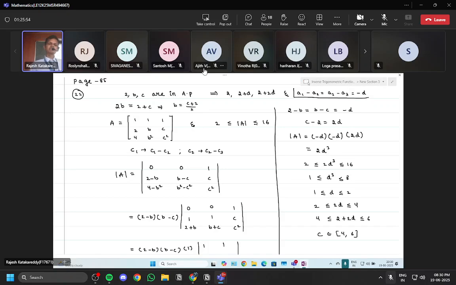One more thing, C minus 2: third term minus first term will be 2 times the common difference. We substituted in the determinant and we got the value of the determinant as 2D cube. They have given the interval for determinant A, so I am substituting 2D cube in that, then dividing by 2 and taking the cube root on both sides. We got the interval for D. If we need the interval for C, which is 2 plus 2D, I am manipulating again. Hope you understood now.